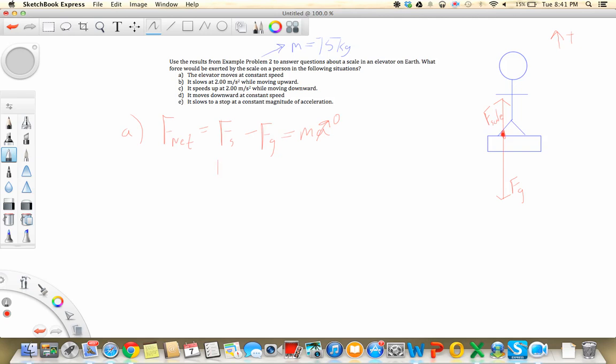So if we're moving at a constant speed, solving this equation, we can find that our force of our scale will equal our force due to gravity, which, as we said today, was going to be your mass times the gravitational constant. In this problem, if you look at example problem 2, you find that the mass is 75 kilograms. So that times 9.8 will tell you what the scale would read.